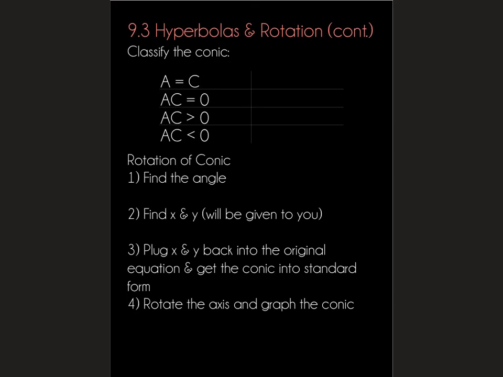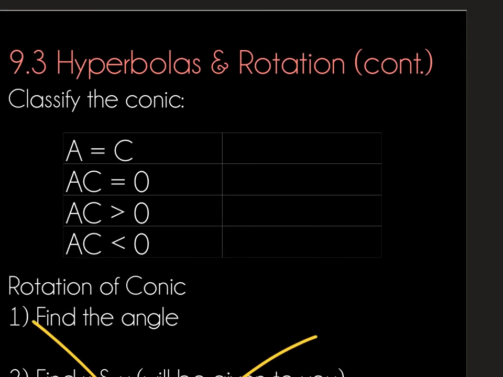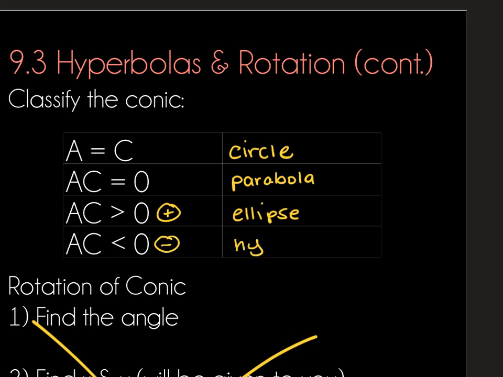Okay, and then super easy again, because we're not doing the rotation of the conics, just the classification of conics. You will have one question that's going to ask you to classify the conic. Remember, if a equals c, it is a circle. If a times c equals 0, this would mean one of the x's or the y's is missing. This is a parabola. If a times c is greater than 0, so it's positive, this is an ellipse. And if a times c is less than 0, which means it's negative, then it's a hyperbola.